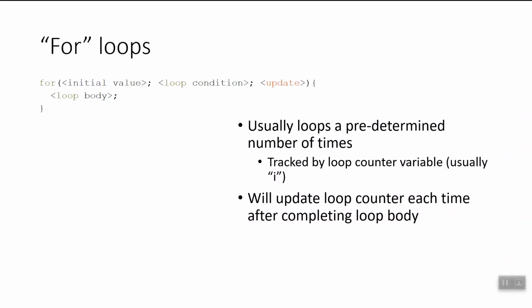Another common code structure is a for loop. Usually, a for loop will repeat a body of code a set number of times as tracked by the loop counter, which is usually i. After completing the loop body each time, the loop counter will update by our update expression. So here's what it looks like. For some initial value of our loop counter, we check the loop condition, and then at the end of our for loop, we'll update our loop counter by something we've chosen. And if the condition is met, we execute the loop body.